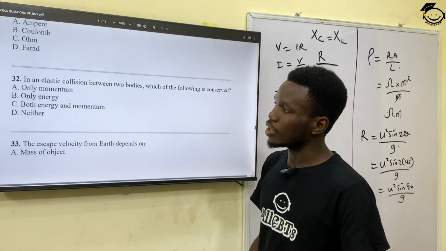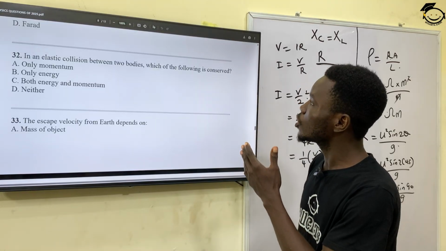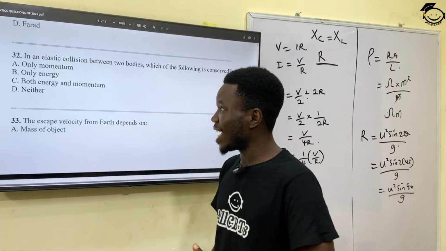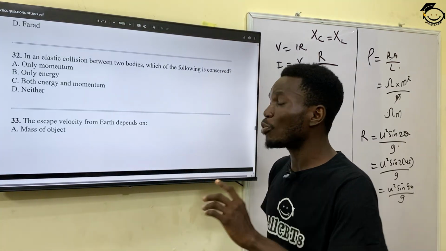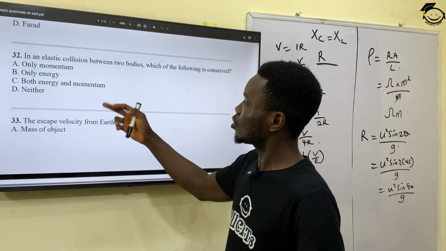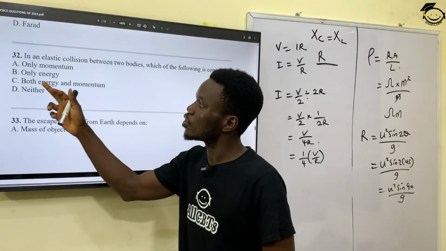So question number 32, which is the next question, says, in an elastic collision between two bodies, which of the following is conserved? I explained earlier that in an elastic collision, both energy and momentum are conserved. So both energy and momentum are conserved in an elastic collision, which is option C.